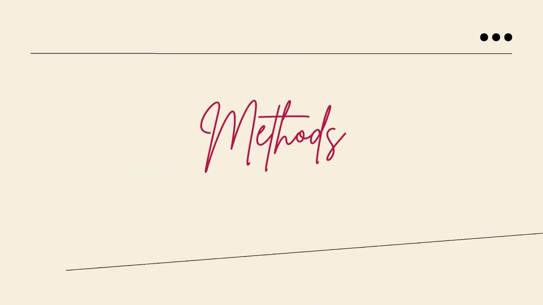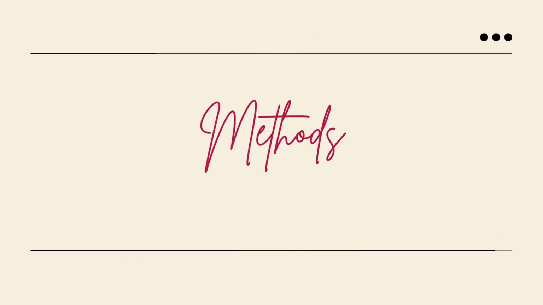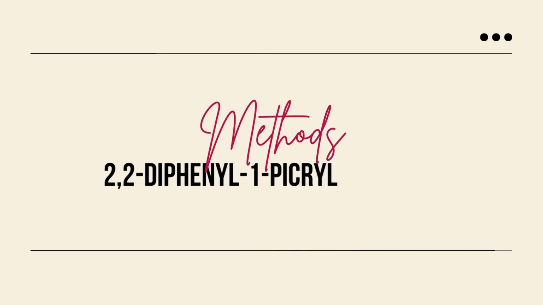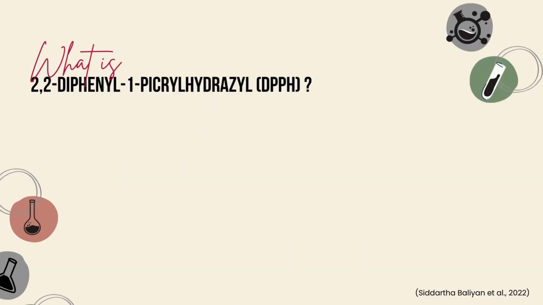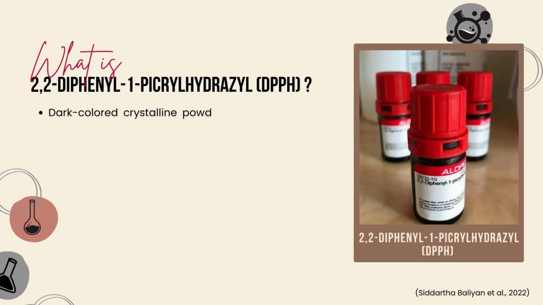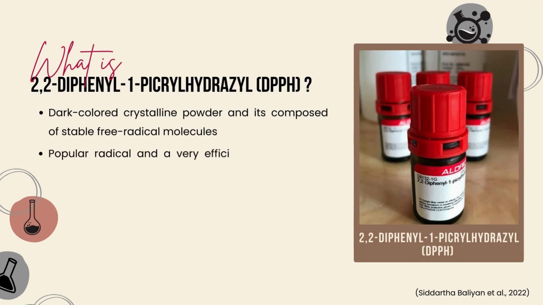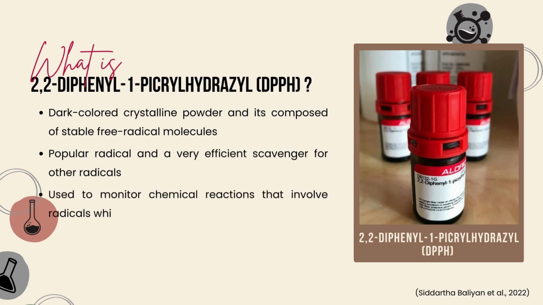Next, we focus on the method that we will use to determine the antioxidant activity. The first method is 2,2-diphenyl-1-picrylhydrazyl, or as we know it, DPPH. What is DPPH? DPPH is formed as a dark colored crystalline powder and is composed of stable free radical molecules. DPPH is a popular radical and a very efficient scavenger for other radicals, and it is used to monitor chemical reactions that involve radicals, such as the antioxidant assay.